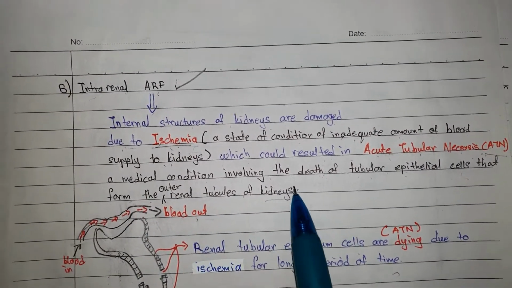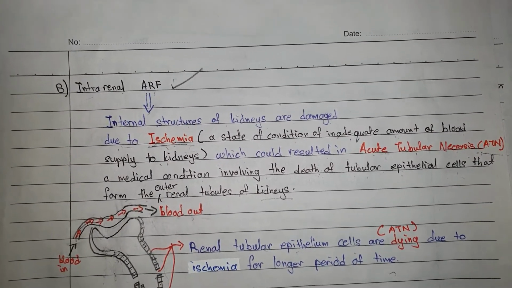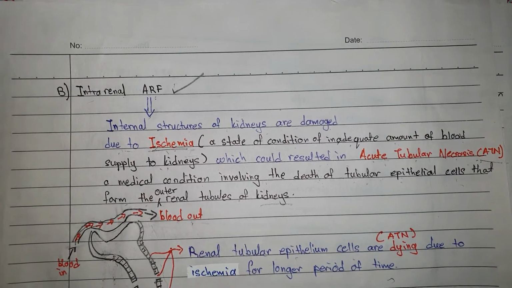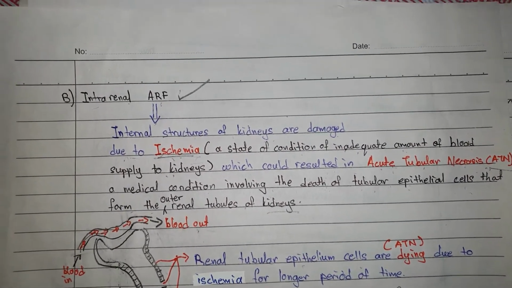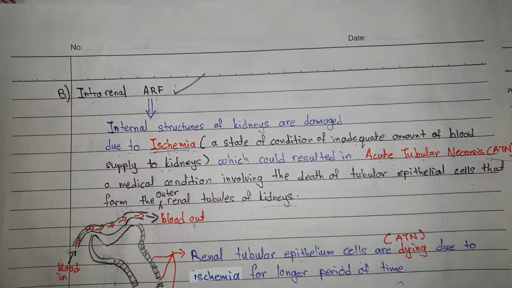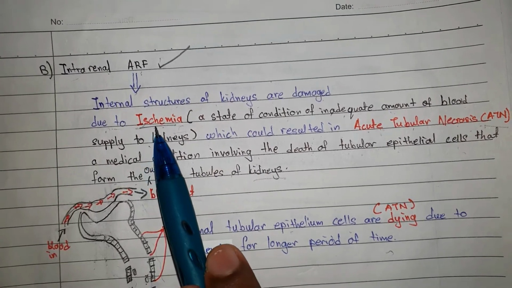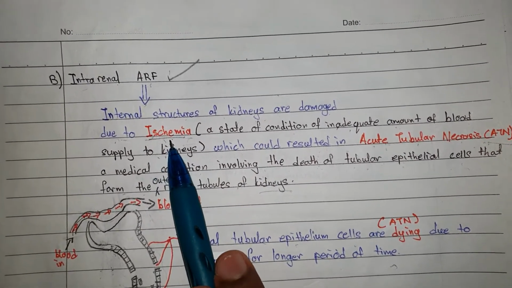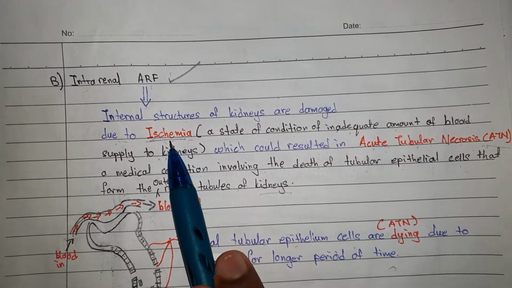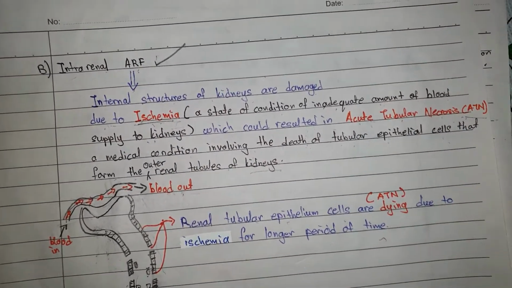As we know, prior to pre-renal kidney failure, there is a condition that occurs due to a substantial decrease in blood flow and blood pressure to the kidney. Whenever there is insufficient blood flow to the kidney, this will lead to ischemia. And this ischemia will result in acute tubular necrosis.